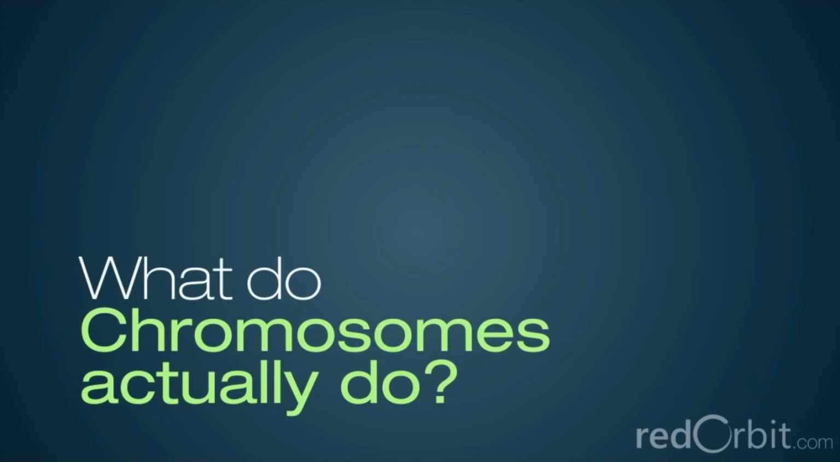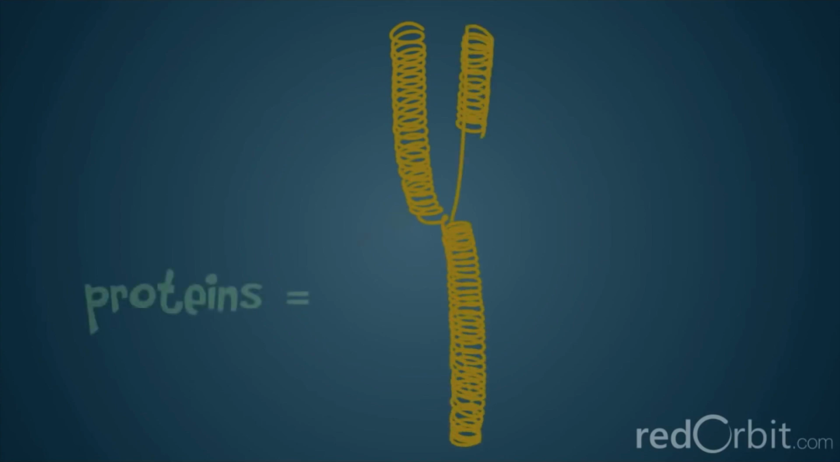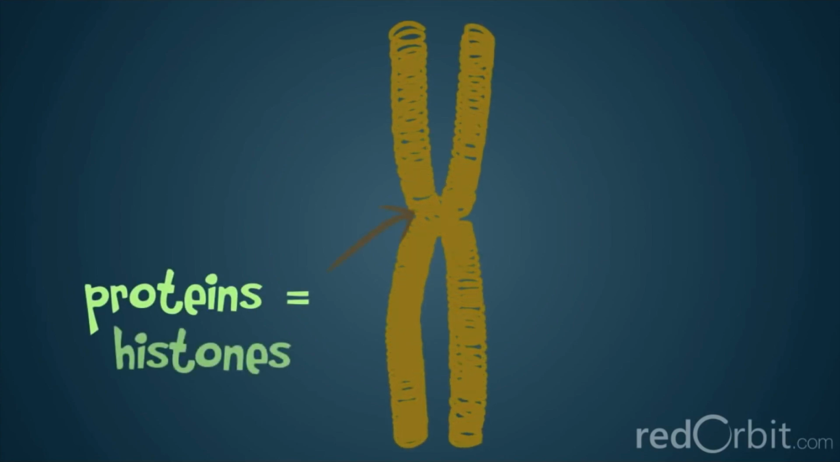So what do chromosomes actually do? The unique structure of chromosomes keeps DNA tightly wrapped around spool-like proteins called histones. Without such packaging, DNA molecules would be too long to fit inside cells.